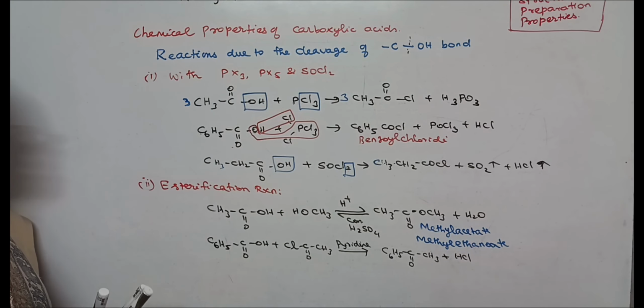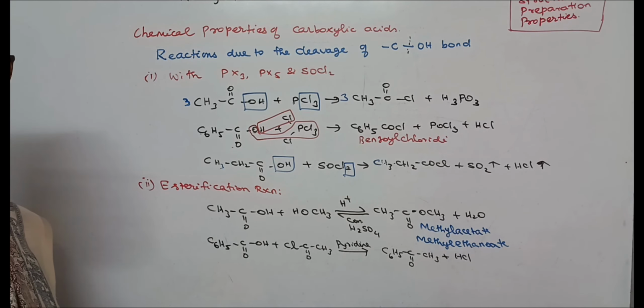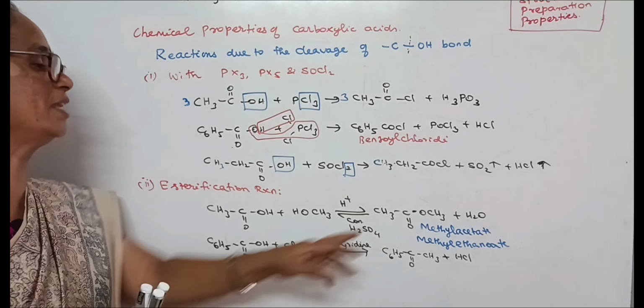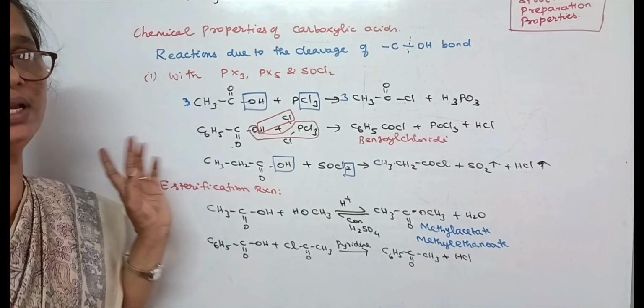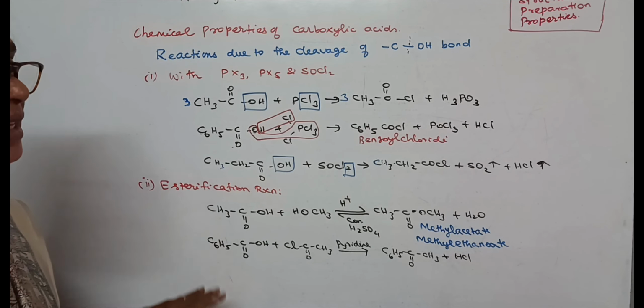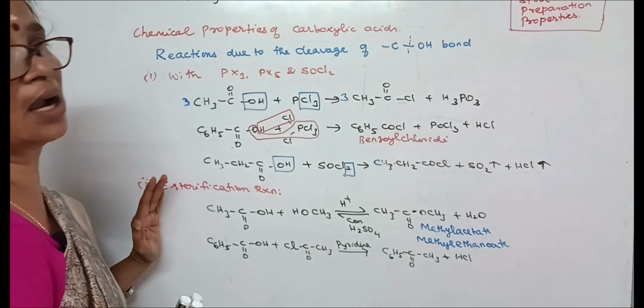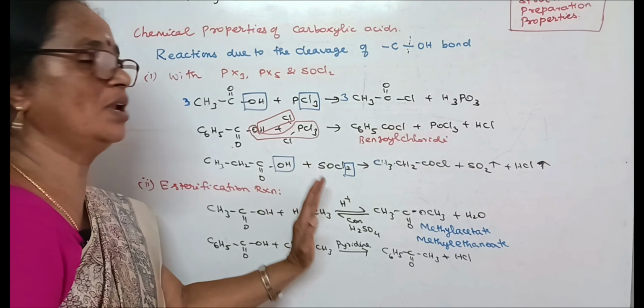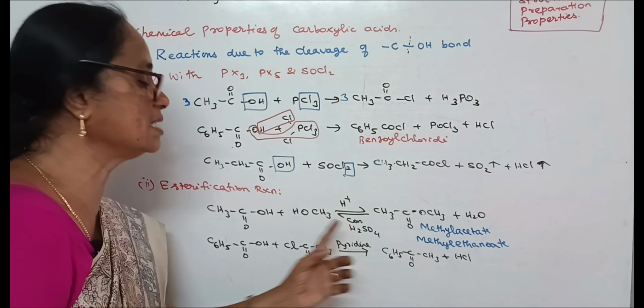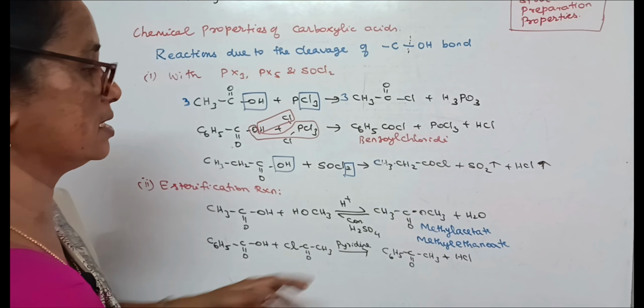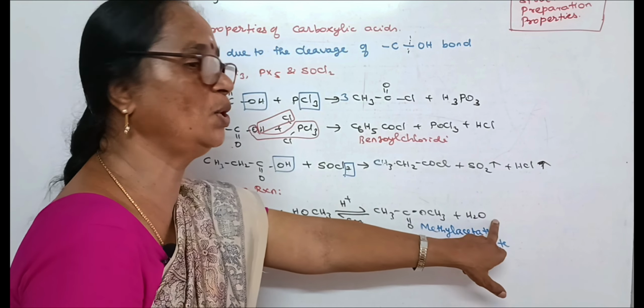The next reaction is esterification reaction. Esterification is nothing but the formation of ester from acid and alcohol, that is esterification. The reactants are, one of them will be the carboxylic acid, the other will be the alcohol. So when they react in presence of concentrated sulfuric acid, we will get ester and water.